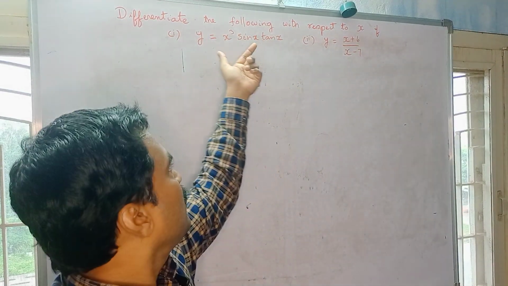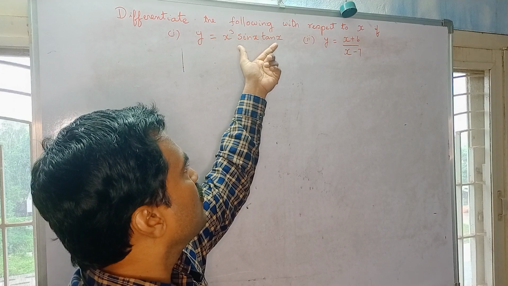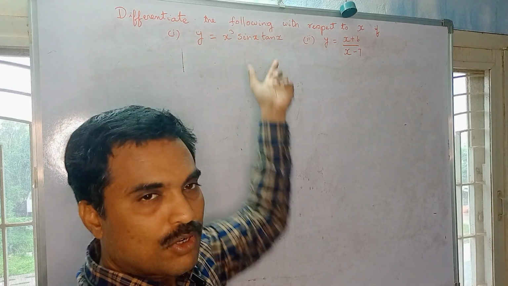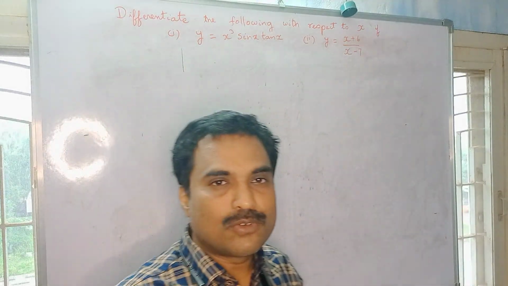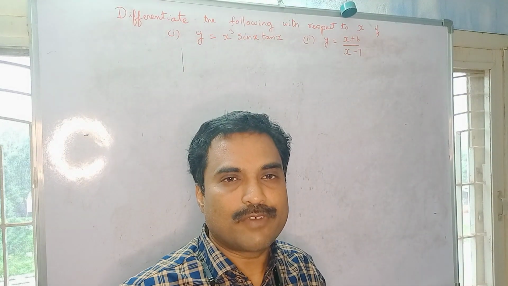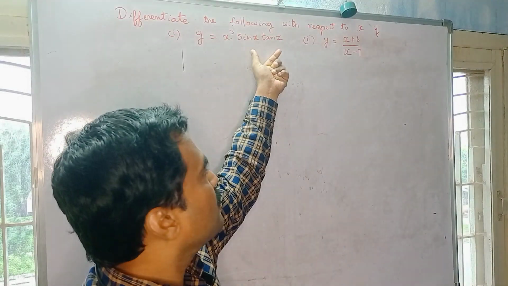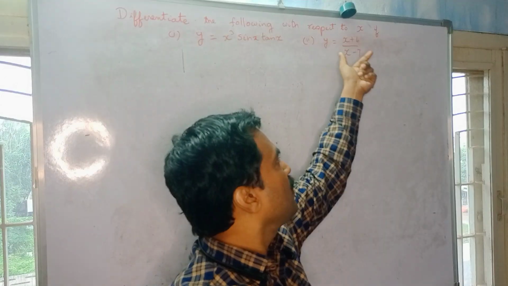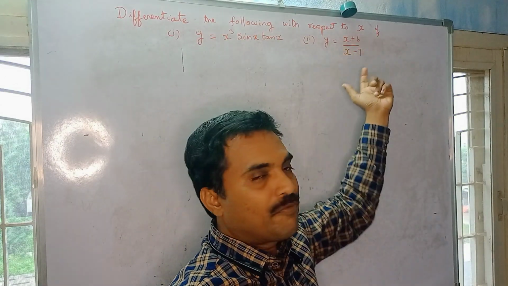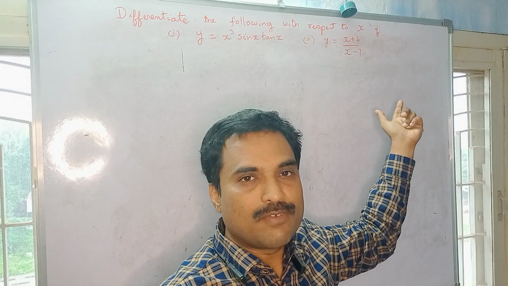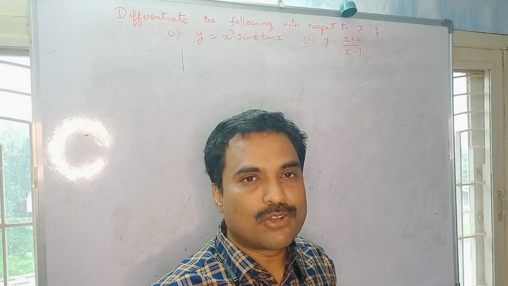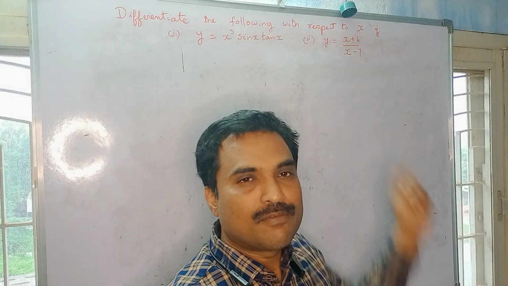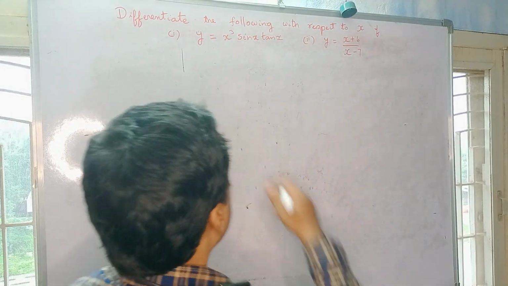So for the first one, it is given y is x cube into sin x tan x. So it's a product of three functions. To get dy by dx from this, you have to use the product rule of three functions. Now for the second one, you can see y equal to a fraction, that means it is a u by v rule. What is that rule? You have to use the quotient rule to get dy by dx for the second one. Now we'll solve the first one.